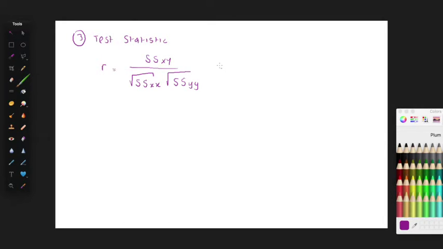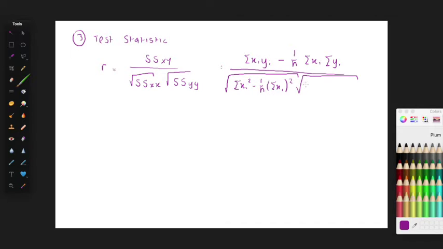And if we remember this formula over here, we have the sum of xi yi minus 1 over n sum of xi sum of yi, divided by the square root of the sum of squares xs, which is the sum of xi squared minus 1 over n sum of xi all squared, and we want the square root of that multiplied by the sum of yi squared minus 1 over n sum of yi all squared.